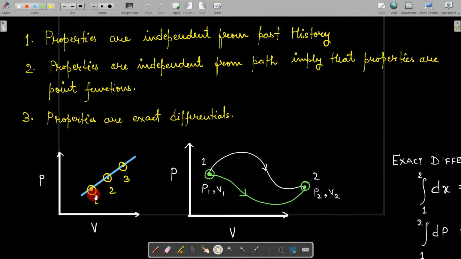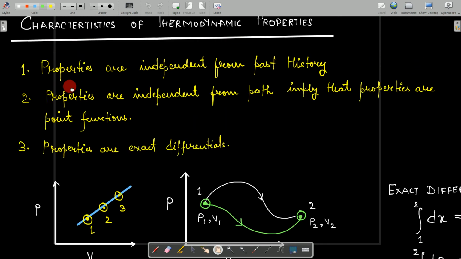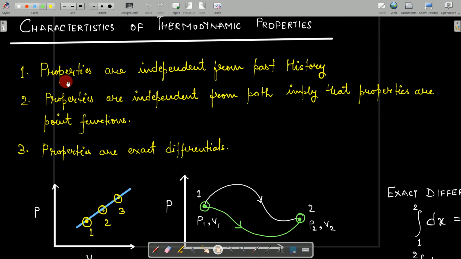So point 1 value means here the pressure will be P1, volume will be V1, temperature will be T1, entropy will be S1, and so on. So whatever the property at this particular point will be, the values are of that particular point itself. It doesn't depend on what was there in the previous case, and so on. So that is what the meaning of this first line says, that the properties are independent from past history.